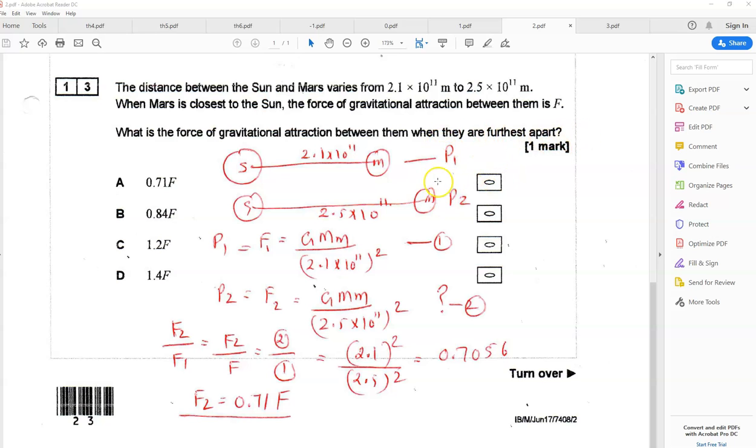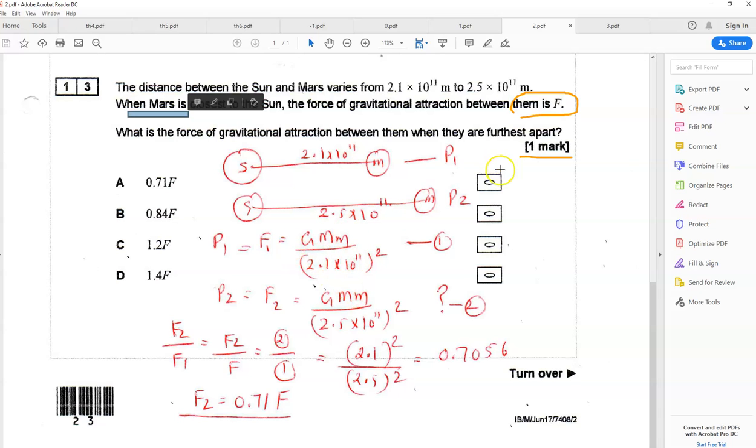So there are 2 scenarios. One is when the planets are closer, which is 2.1, and the other scenario is when the planets are further away, with the 2.5 times 10 to the power 11 distance. They have also given that when they're closest, the force is F. One way of solving this problem is you just have to use the formula. Because it says it's a 1 mark question, probably you can do this without actually putting the values in.